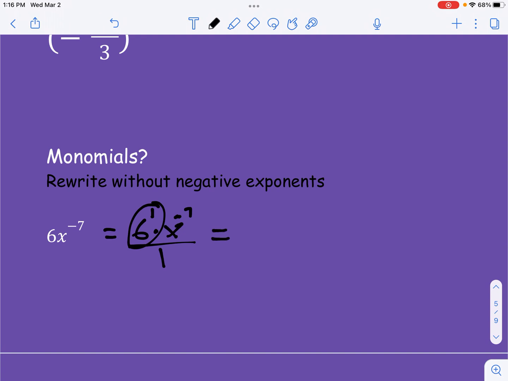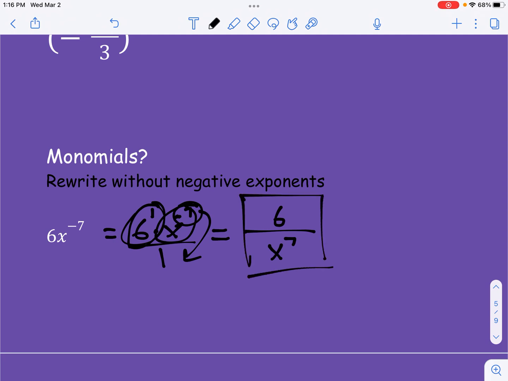So we're going to finish rewriting this by keeping this 6 up top, and we can lose the 1. We don't need to write that. But what we know about negative exponents is that we're bringing this bad boy down here into the denominator. So this becomes x to the 7th. And that's it. That's how these work. When you rewrite these, you only apply the negative exponent to the term that it's on.